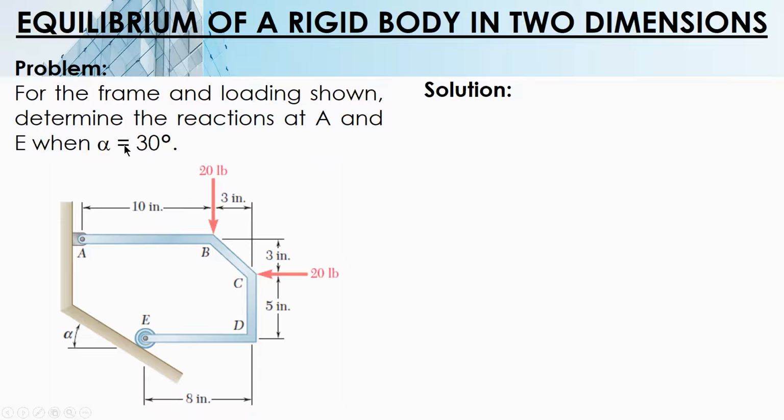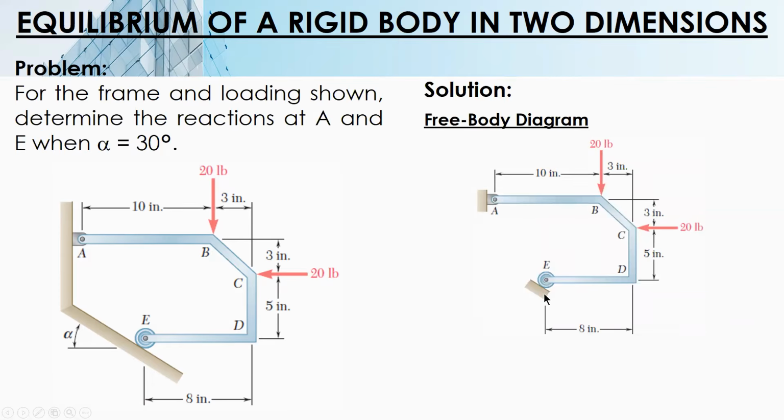For the frame unloading shown, determine the reactions at A and E when alpha is equal to 30 degrees. Free body. Now, as I've explained a while ago, the reaction at the roller is perpendicular to the surface. Perpendicular, okay? So it's not vertical. Perpendicular to the surface. So for A, hinged, so AX and AY. At E, perpendicular to the surface. So we have three unknowns: AX, AY, and E.